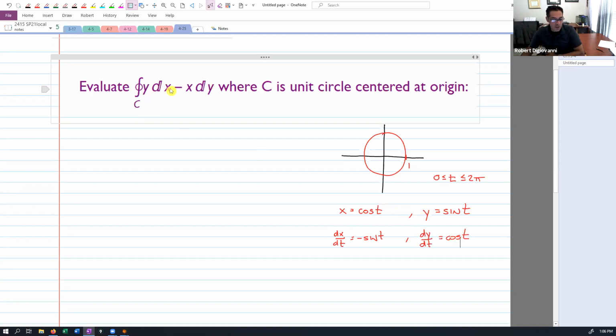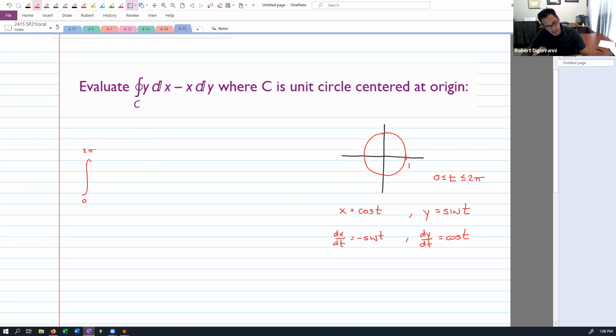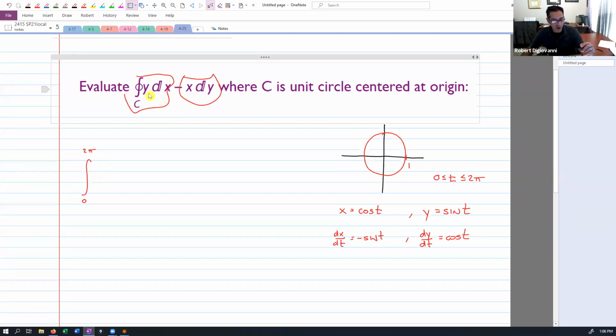And now we just go and do this line integral, which should now be the integral from 0 to 2 pi. And then I'm going to do these separately. So I'm going to do this one first, and then I'll do another integral like this. So I put in y, and y for us in this curve is sine of t.